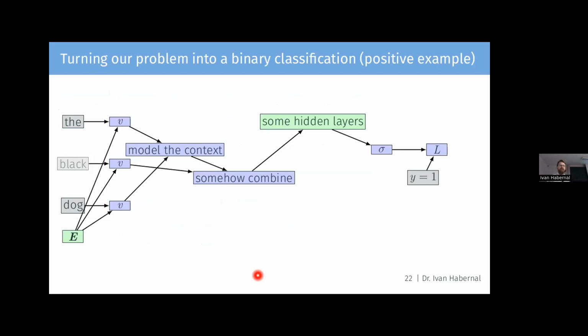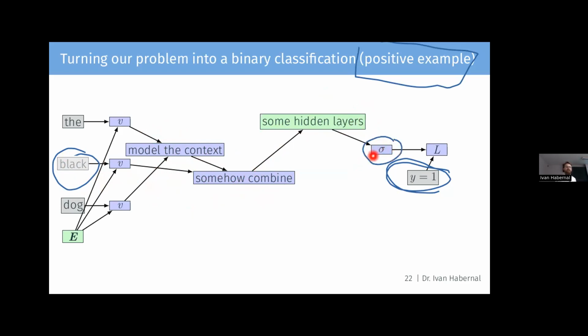So here's our network, and this is the positive example, which we had before. We have the black dog, and black is the target word. The label is 1, because this is the true example, the positive one. It happened. We're using the same architecture as before, the neural language model changed to predict the middle word. We're going to somehow model the context. Before it was concatenation, maybe it will be something else. We combine it with the target word because we need to plug it together. Then there will be some hidden layers as before, and now we put it through a sigmoid. And why is the sigmoid here?